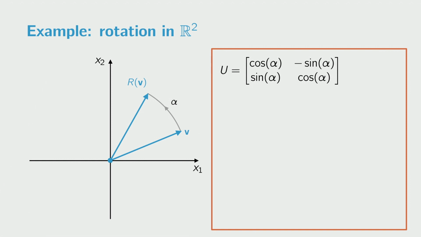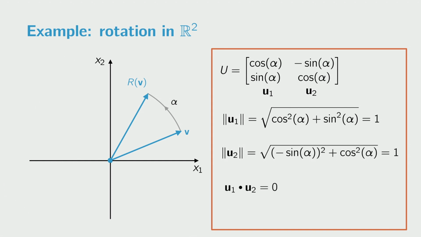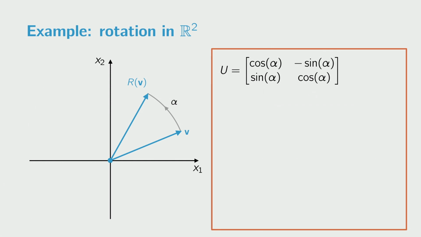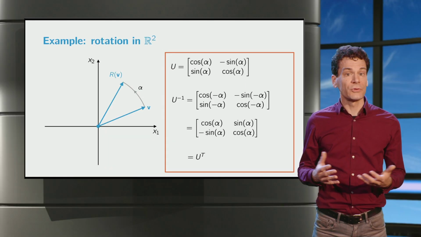Let's check the statements in the theorem. First, the columns should form an orthonormal set. Let's call the columns u1 and u2. The norm of u1 is indeed 1, and so is the norm of u2. The dot product between the columns is 0, as you can check yourself. So indeed the columns form an orthonormal set. Now let's look at the inverse. The inverse of U is a rotation by an angle of minus alpha. We can rewrite this to the following matrix. You see that this is precisely the transpose of U. This was just an example to illustrate the theorem.